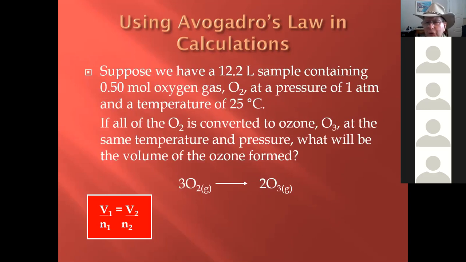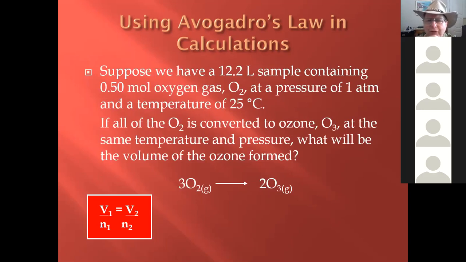Do you have a chemical equation there? Yes. V1 over N1 equals V2 over N2. No, that's not the chemical equation. Don't forget stoichiometry, guys. Do I have a chemical equation here?